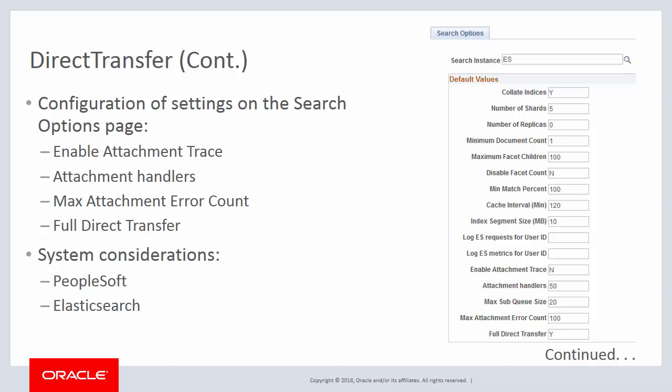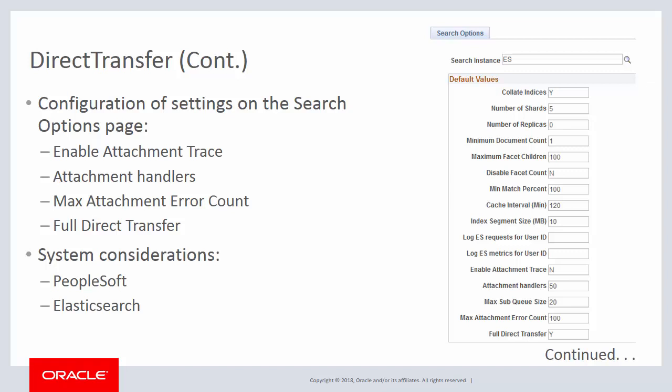Please note that you need to review system or memory usage considerations on both PeopleSoft and Elasticsearch. On PeopleSoft, the amount of memory used by Direct Transfer for runtime data storage is dependent on the segment size and number of attachment handlers. Let's consider an example. For the default segment size of 10 megabytes and 20 attachment handlers, direct transfer would utilize an additional 200 megabytes on the PeopleSoft batch server during the sending of data.